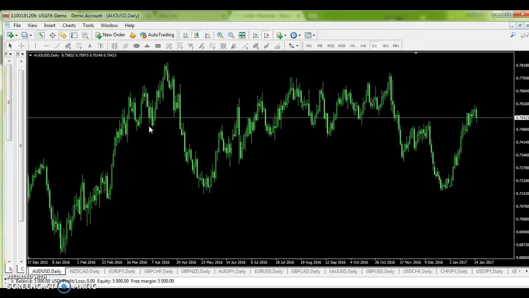Okay. The second point, which I have firmly discussed in my previous video, is about the pivot points. As I have shared with you, this is the Aussie US dollar chart. This is the daily chart, right?